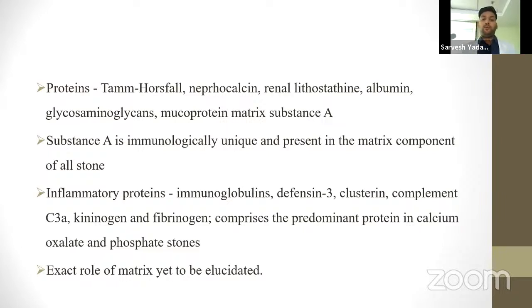Inflammatory proteins like immunoglobulin, defensin 3, clusterin, complement C3, C3a, kininogen, and fibrinogen comprise the predominant proteins in calcium oxalate and phosphate stones. The exact role of matrix is yet to be elucidated.